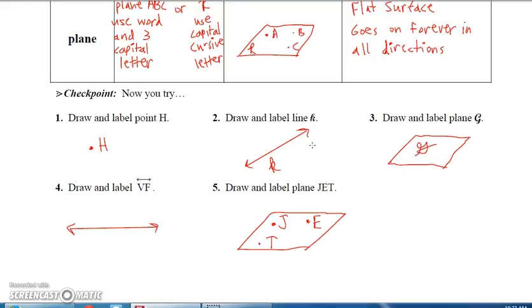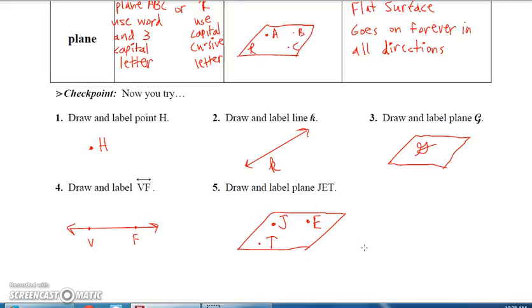Okay. For number 4, draw and label line VF. Draw your line. You're going to put 2 points on there. VF. They don't always have to go in order. So if you had these switched, if you had this was F and this was V, that'd be fine. And finally, for number 5, draw and label plane JET. Just put the capital non-cursive letters on there and a point next to it.